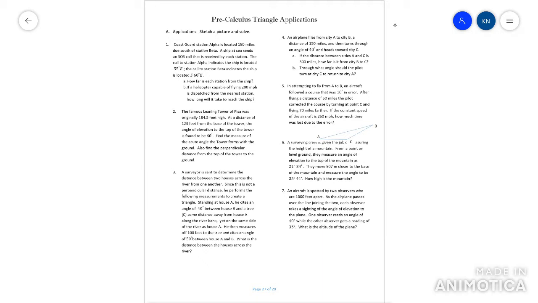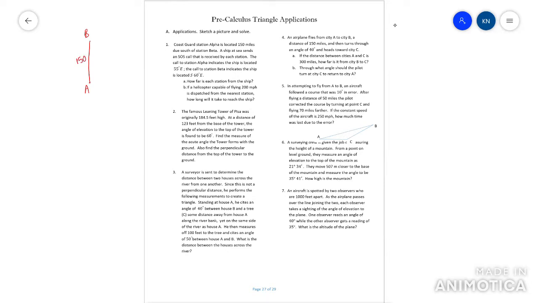So here we go. Station Alpha, I'm on number 1. Coast Guard Station Alpha is 150 miles due south of Beta. So if I was drawing this, I would start with Alpha, Beta, 150. This is the very first thing I would do.